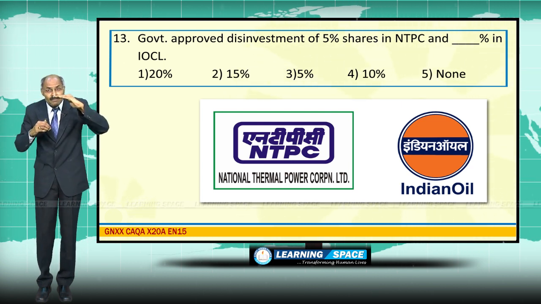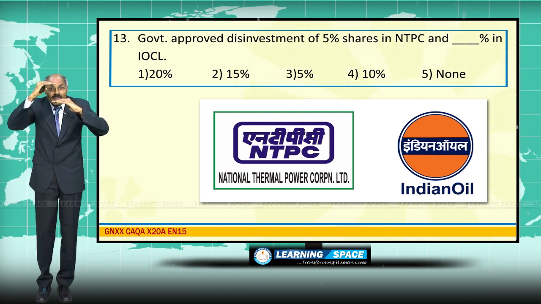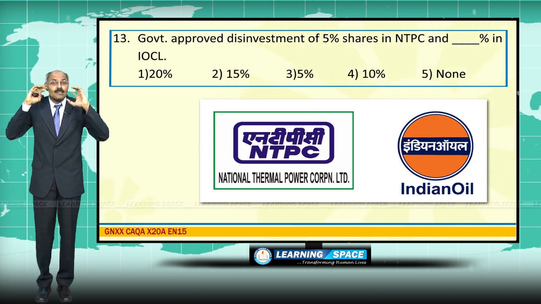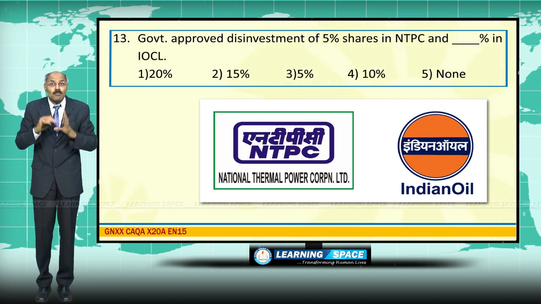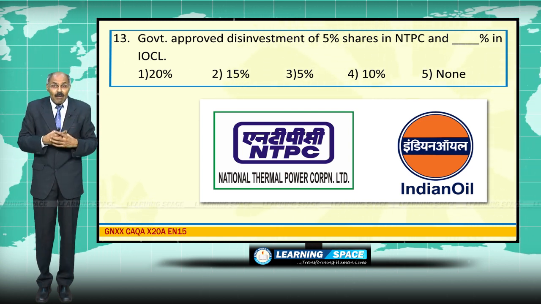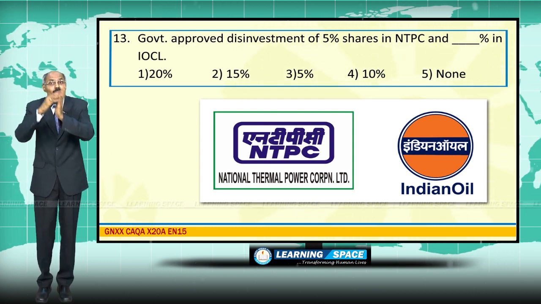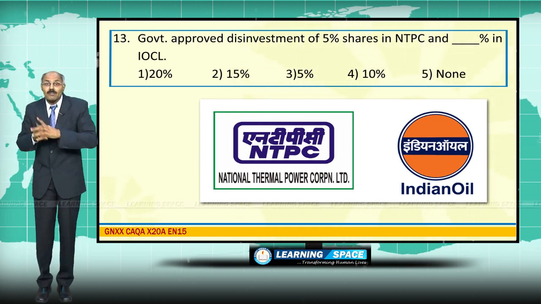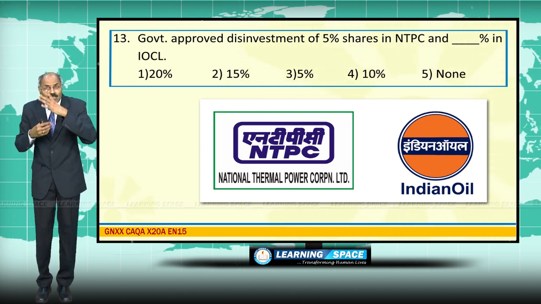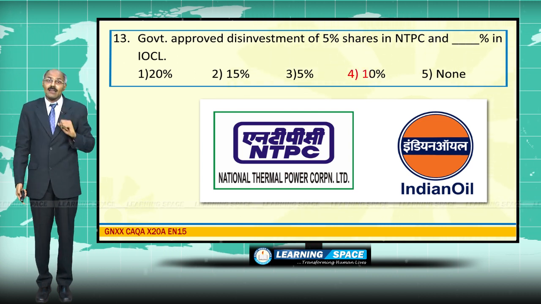Keeping a minimum stake of 51%, public sector undertakings will sell part of the stake ranging from 5% to 10%. The basic purpose is to improve the efficiency of operations in public sector undertakings by unlocking the potential. That means this money can be used by the Government of India for some other purpose. So recently the government took a decision to disinvest 5% shares in NTPC and 10% in IOCL.